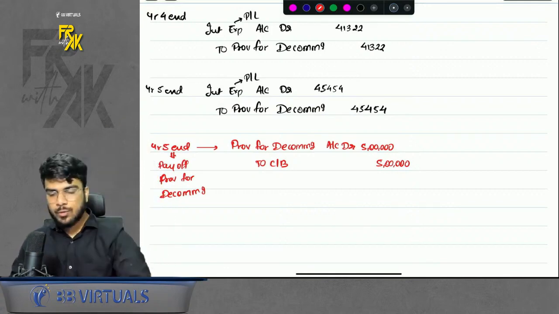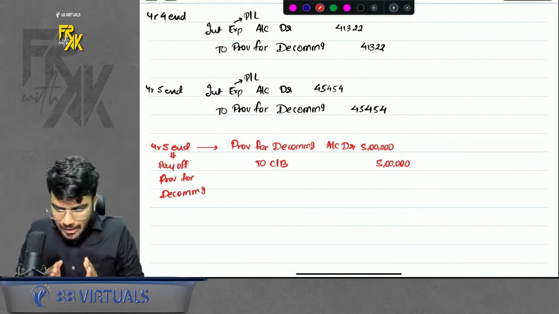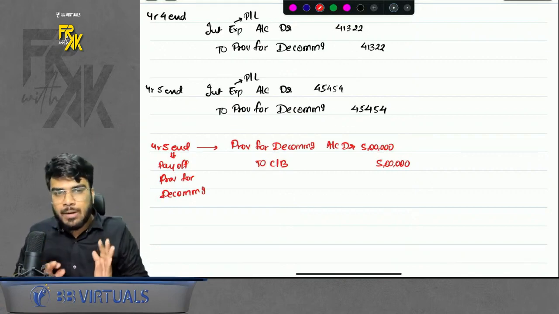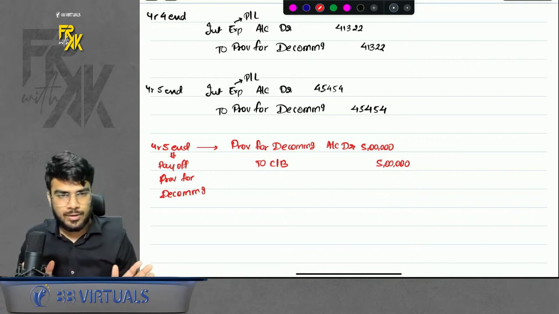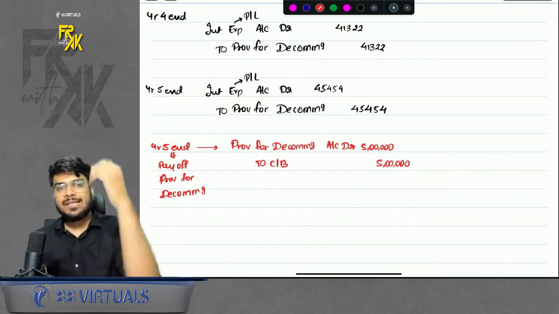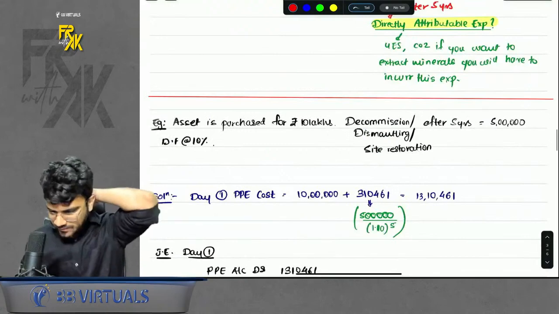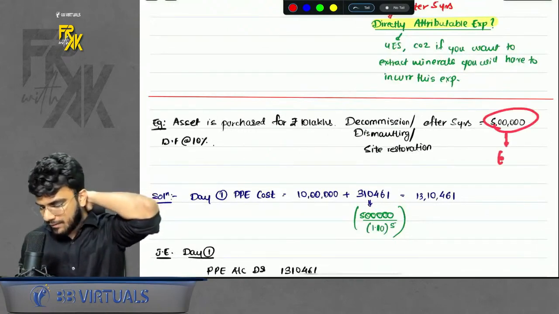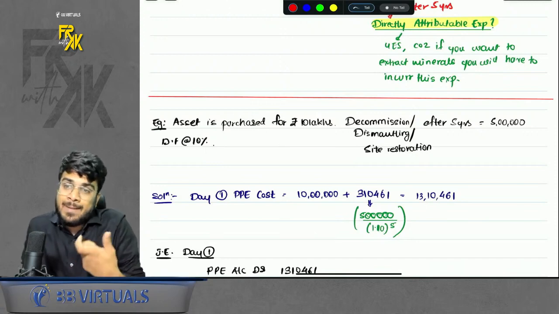See, I'm not asking you whether you will be able to solve this on your own again, but during class, your motive should be at least were you able to understand what we were doing, right? That should be our motive. Clear? Absolutely clear. Okay. One last thing which I want to tell. See, this 5 lakhs was the estimate of day one, right?